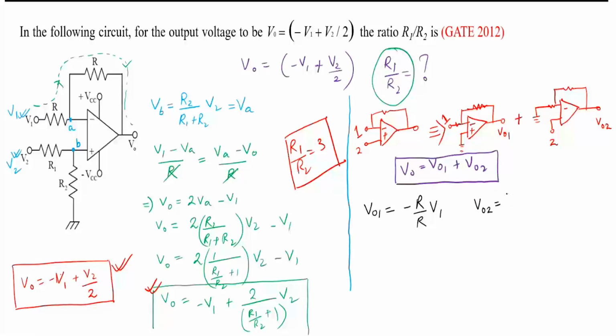Do you want me to draw the circuit here? Wait. When I ground this one, even though here I am supplying V2, the input which is going to the op-amp is nothing but the voltage here. Yes or no? Yes. So what is this voltage? R2 divided by R1 plus R2 into V2, right?